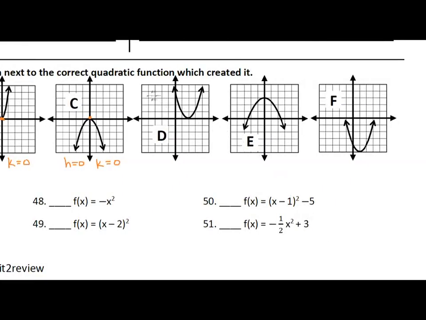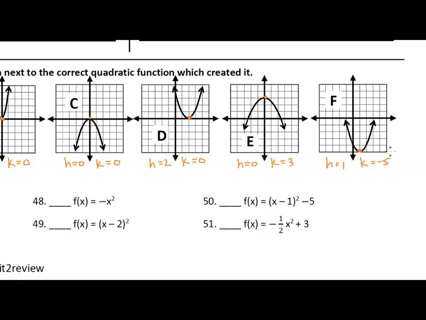How about D, E, and F? Here the vertex is at 2, 0. So H equals 2, K equals 0. Here the vertex is at 0, 3. So H equals 0, K equals 3. And here the vertex is at positive 1, so H equals 1, and K equals negative 5. Now these ones, D, E, and F, will be very easy to find.